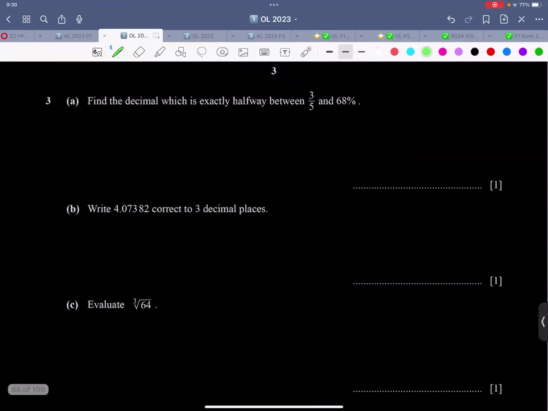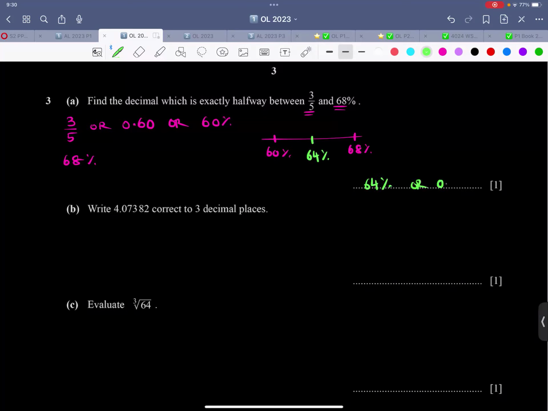Next question. Find the decimal which is exactly halfway between 3/5 and 68%. Now 3 over 5 is 0.6. I can write it as 0.60. I can even write this as 60%. And 68%, let it remain as 68%. So we have 60% and 68%. What is exactly halfway? That's the average of these two, which is 64%. So I can write 64%, I can write 0.64. It means the same thing.